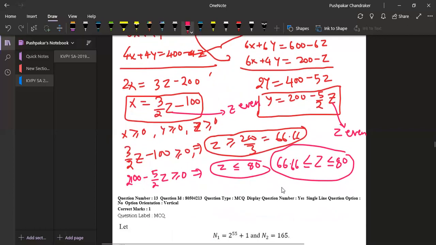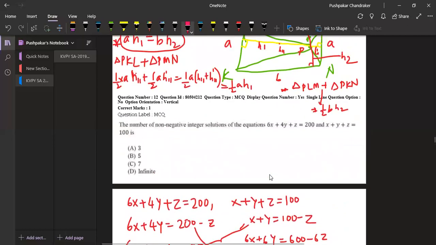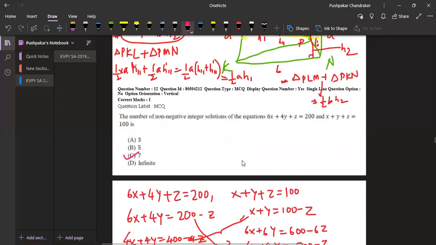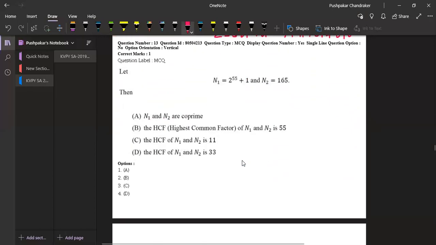So what are the possibilities of z? So z can be 68, 70, 72, 74, 76, 78 and 80. And corresponding to these z values, we can find x and y. So how many values? 1, 2, 3, 4, 5, 6 and 7, which is option C as the answer. Question number 13.